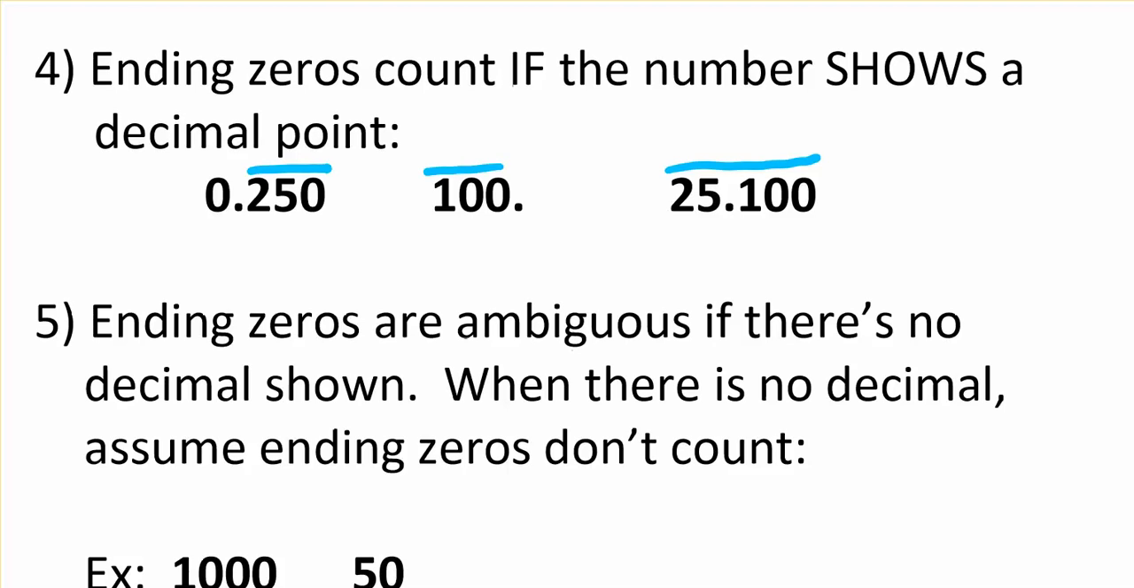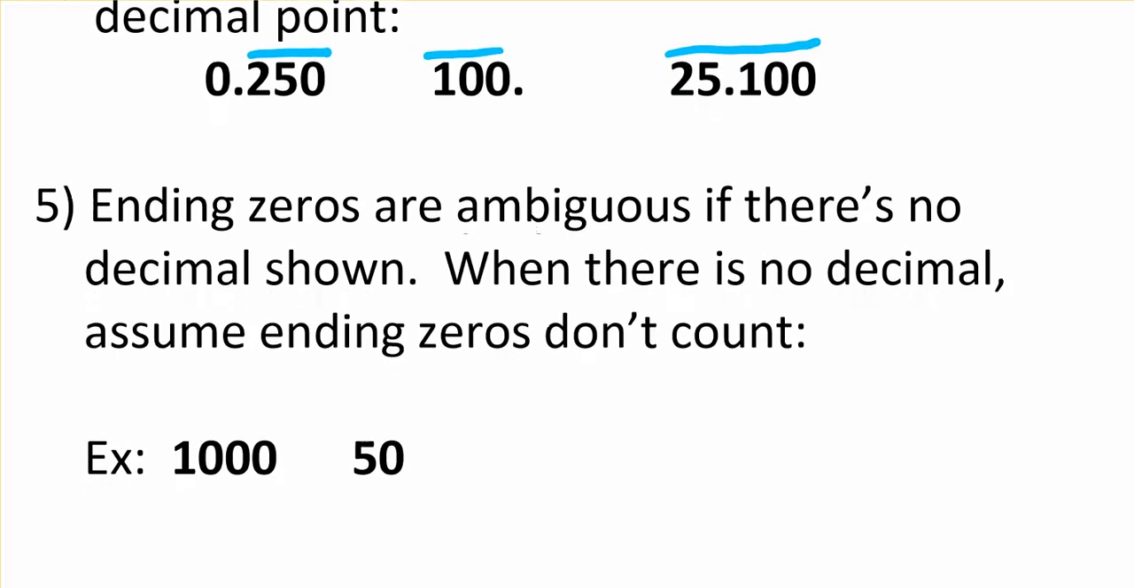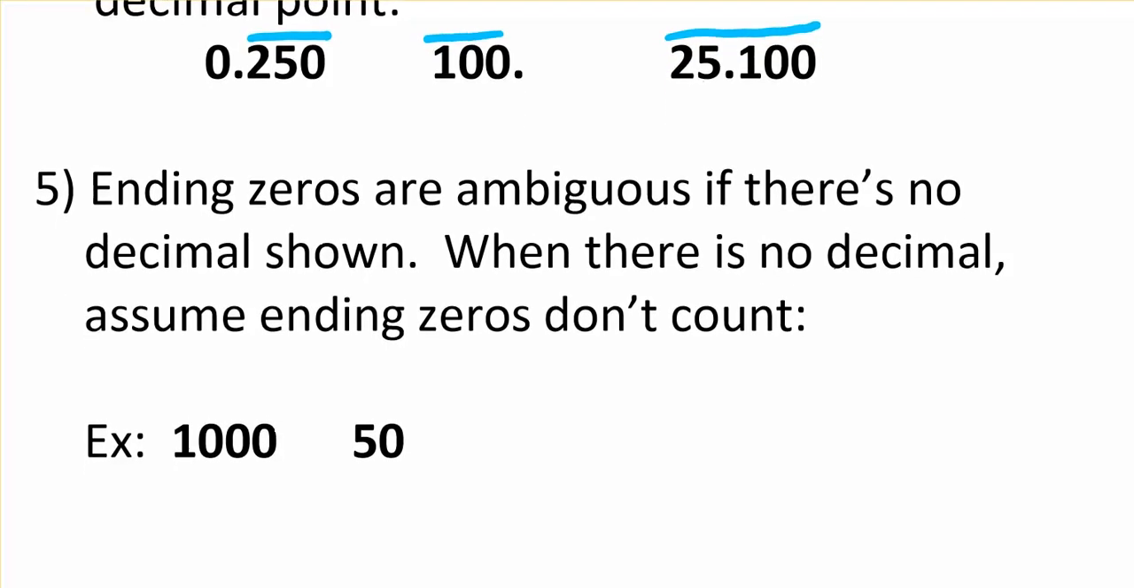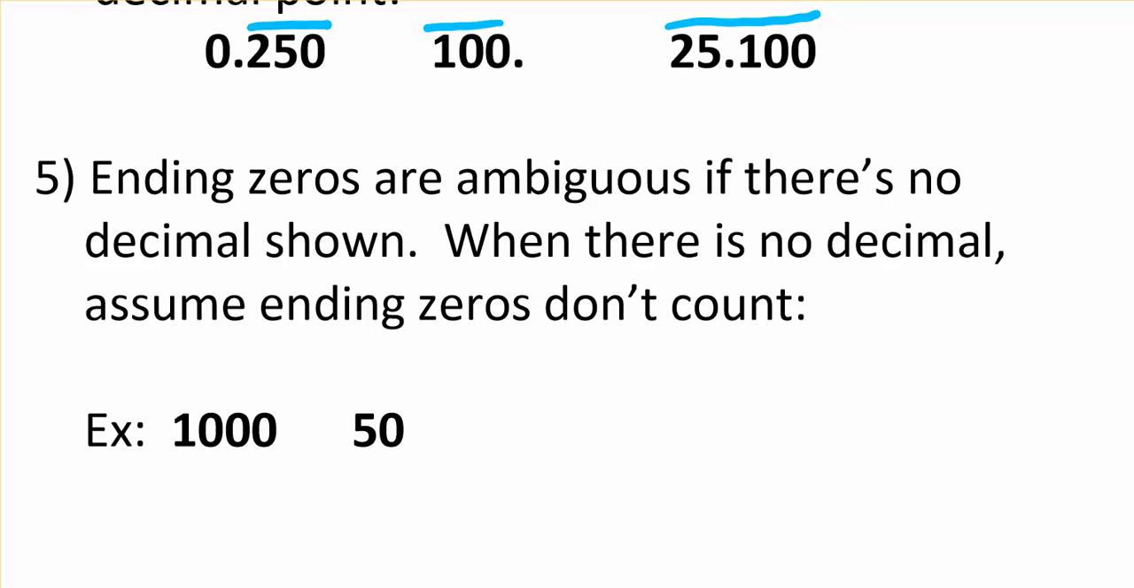If there is an ending 0 or ending zeros and there's no decimal point shown, technically that's ambiguous, but what we assume is that they don't count. So on each of these I would have just one significant figure, and that's very different than if there were a dot shown. Now they are all significant.